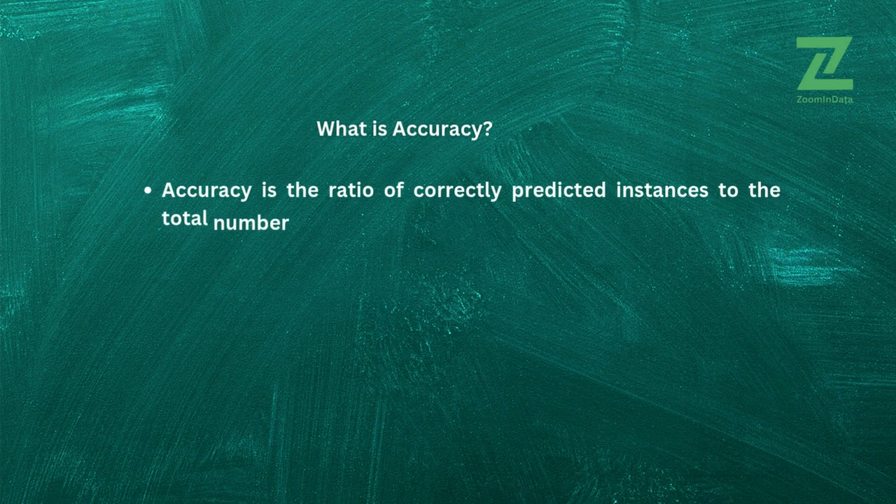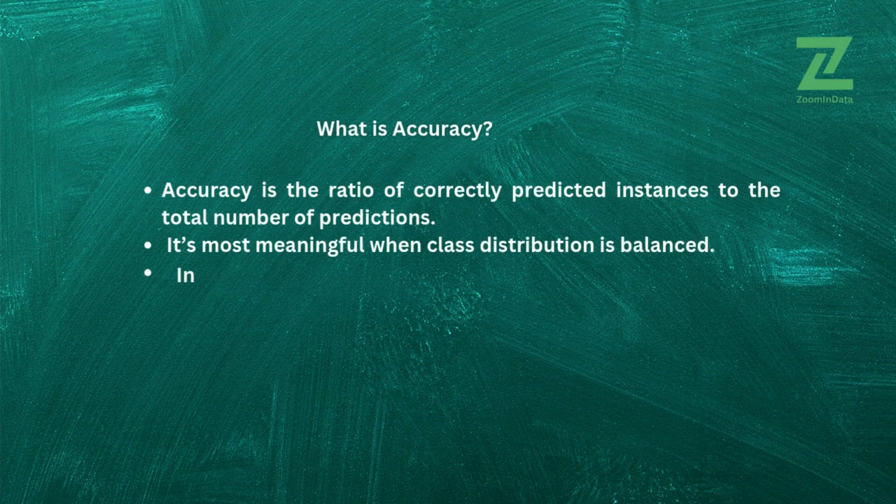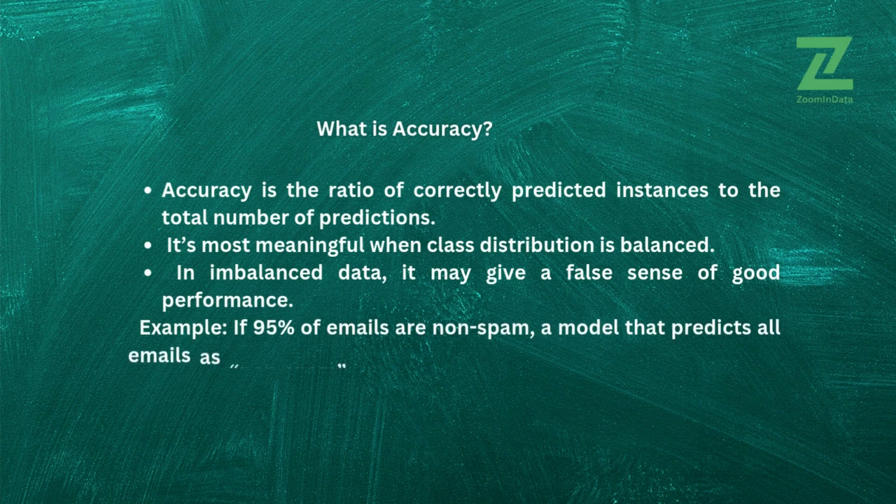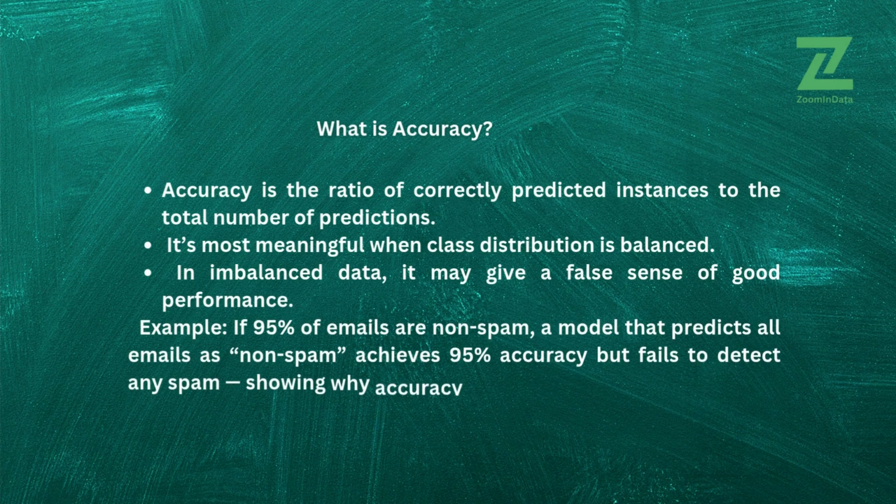What is accuracy? Accuracy is the ratio of correctly predicted instances to the total number of predictions. It's most meaningful when class distribution is balanced. In imbalanced data, it may give a false sense of good performance. Example: if 95% of emails are non-spam, a model that predicts all emails as non-spam achieves 95% accuracy but fails to detect any spam, showing why accuracy alone can be misleading.